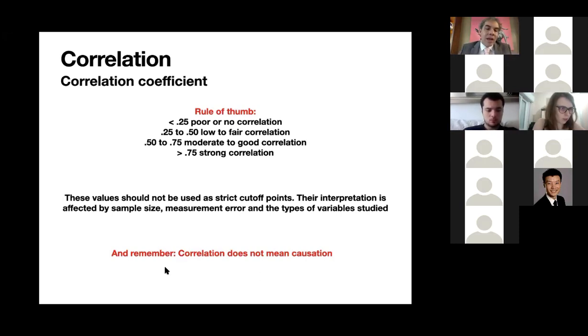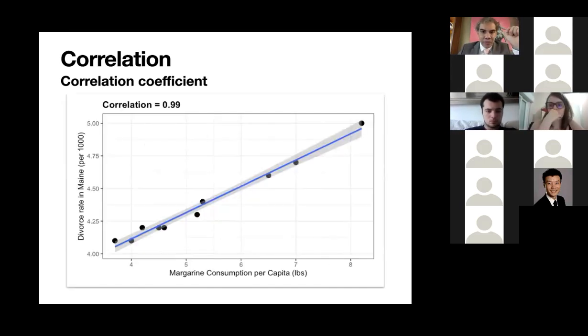Okay, and please remember, this is the most important thing I will tell you about correlations. Remember this: correlation does not mean causation. Why do I tell you this? Because of this. See, this is a nearly perfect correlation. Forget the line, because correlations do not have lines. If you put a line here, it's a regression. Correlations are only the dots, but I put this because I like this.